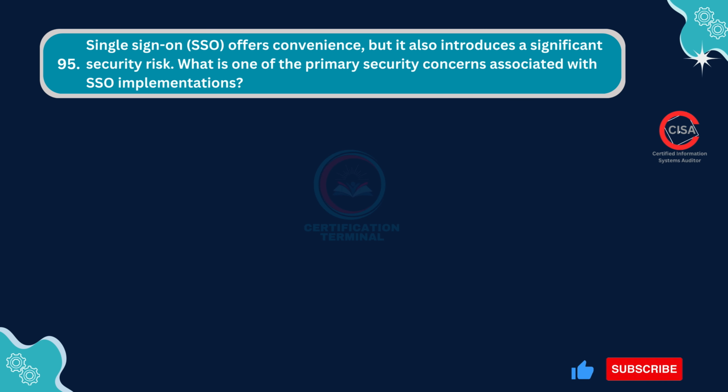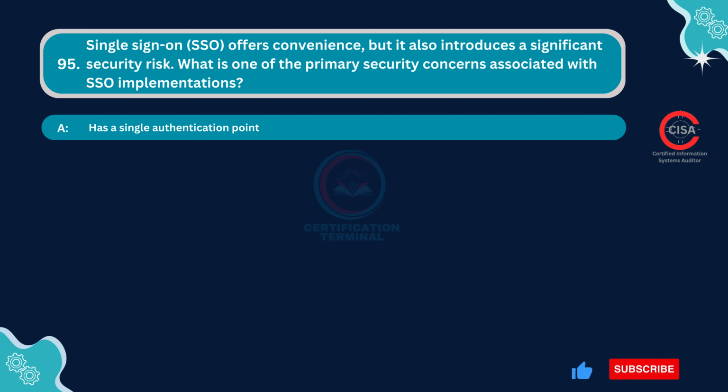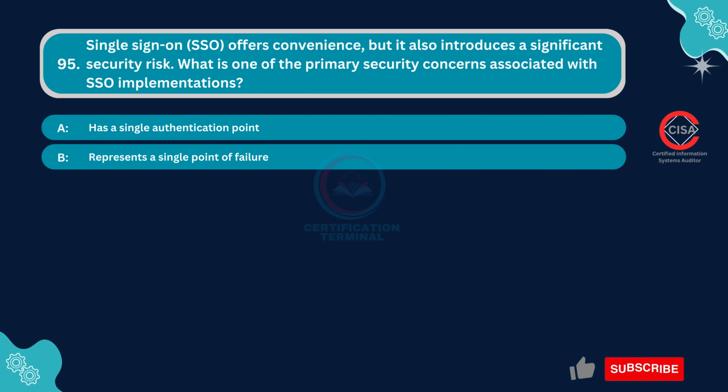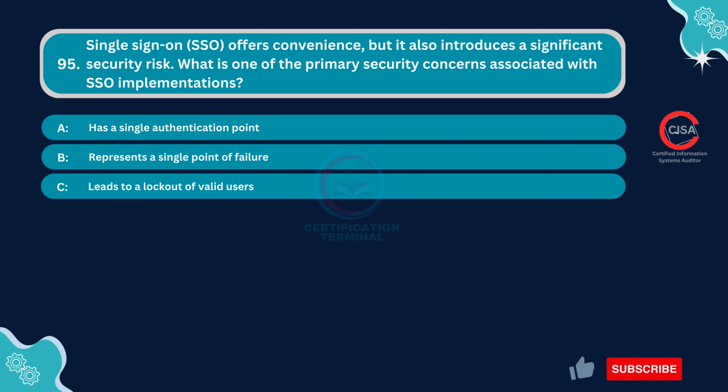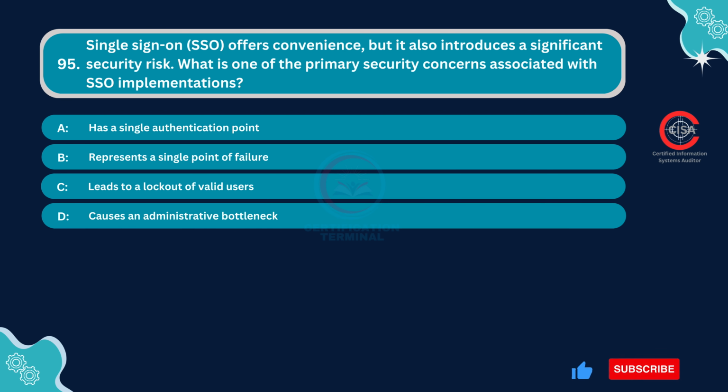Question number 95. Single sign-on offers convenience, but it also introduces a significant security risk. What is one of the primary security concerns associated with SSO implementations? Option A, has a single authentication point. Option B, represents a single point of failure. Option C, leads to a lockout of valid users. Option D, causes an administrative bottleneck.